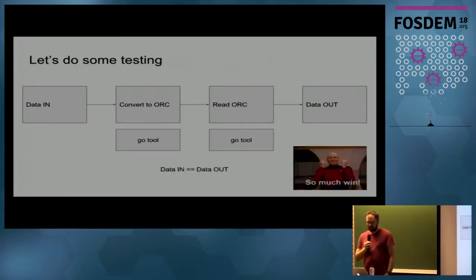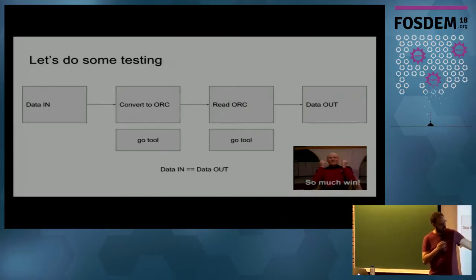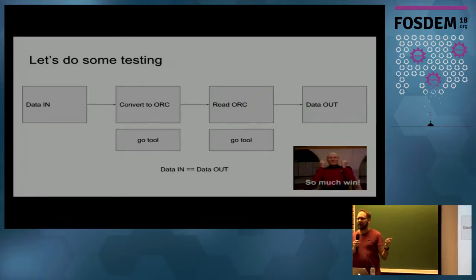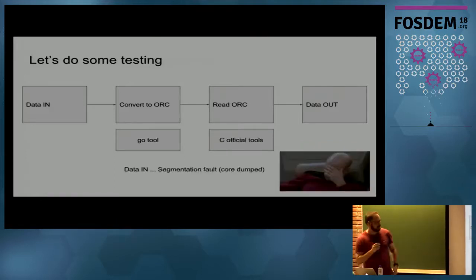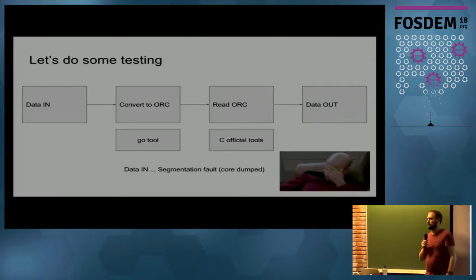So we do it with Go, with the library we saw. We write the data with the Go tool. We read it with the Go tool. Data out is the same as data in. So much win. But you say, well, I may not be using this data only with my tools. What happens if I use some official tools? Well, you have the C official tools: data in, segmentation fault, core dumped.